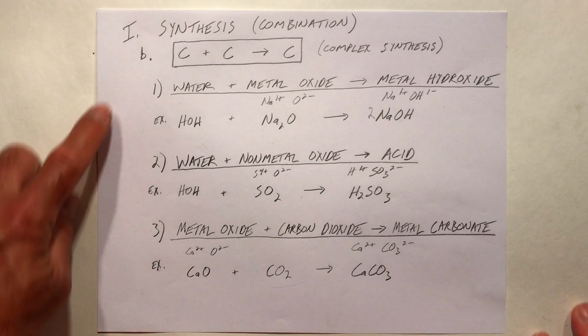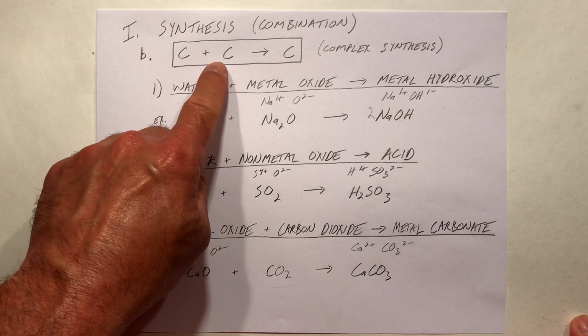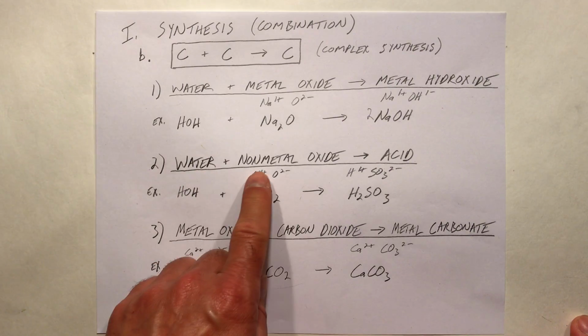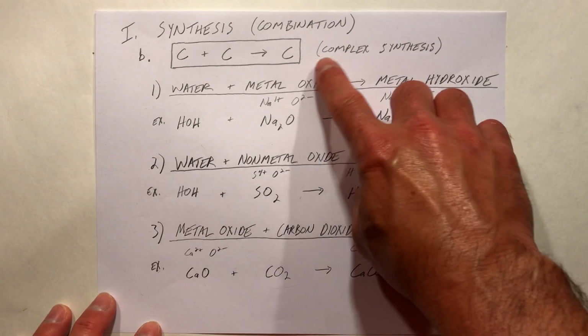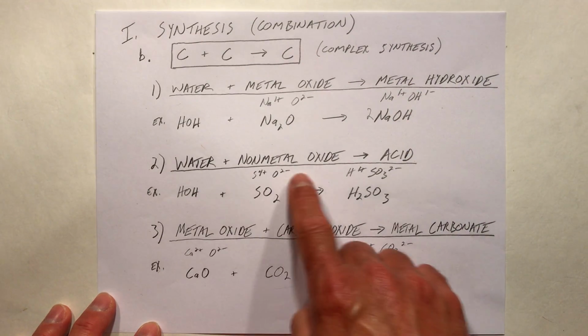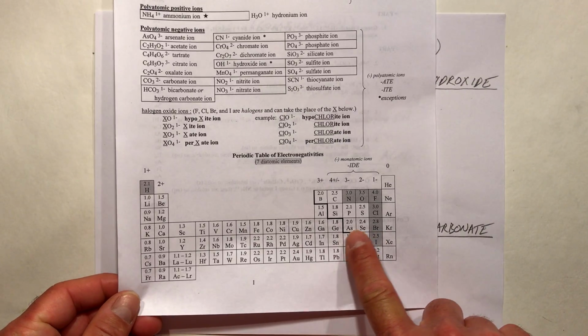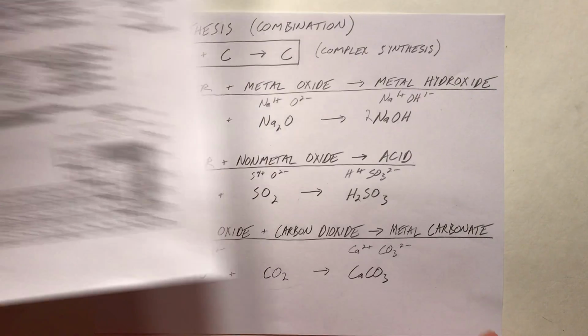All right, the second type of complicated synthesis or complex synthesis is where a compound and a compound forms a compound, with water and non-metal oxide as our 2 compounds on the left, and acid as our compound on the right. So water and a non-metal oxide makes an acid. Now remember, nonmetals are to the right-hand side of the zigzag line here. So these are all the nonmetals.